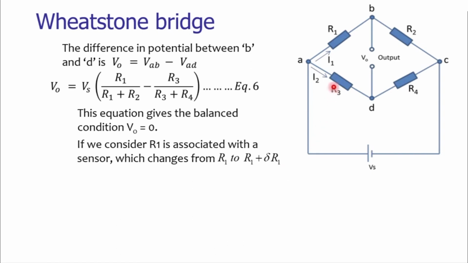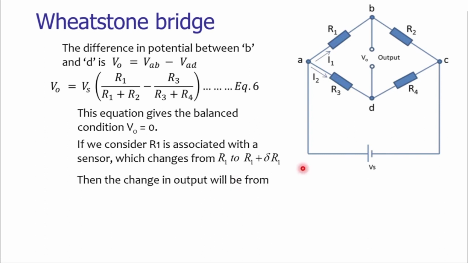As it is connected with the sensor, due to the change in field variable of that sensor, the resistor value of R1 is getting changed. Consider there is an increase in the resistance value by a small amount, that is delta R1. The resistance of R1 is getting modified from R1 to R1 plus delta R1.